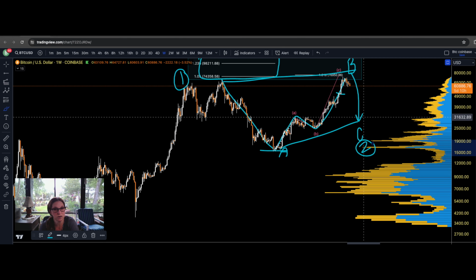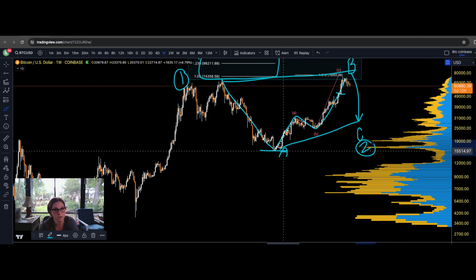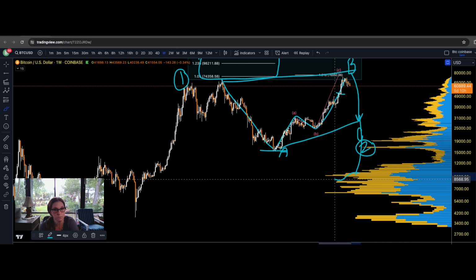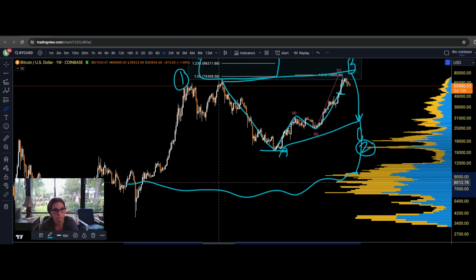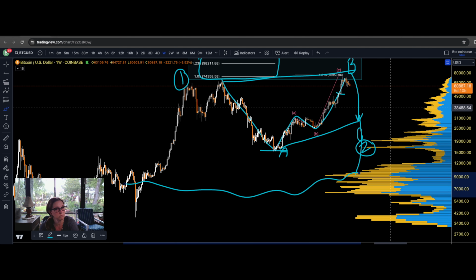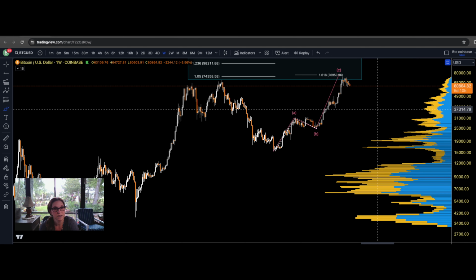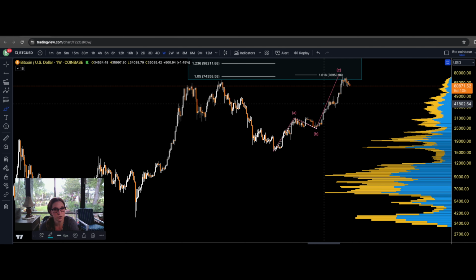The only thing a little worse is if it doesn't protect its A wave and it comes deeper into an expanded flat, coming back down into this area. We'll worry about that when this is confirmed. And it's absolutely not confirmed until this correction is broken.